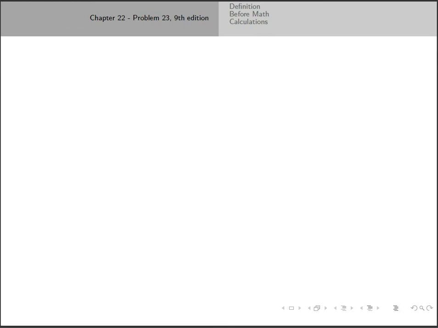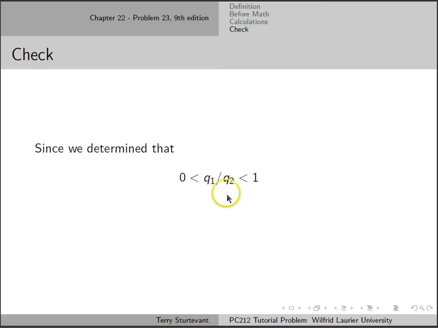In order to check our answer, remember that we already said from our first analysis that q1 over q2 had to be greater than 0 and less than 1. So our value of 0.51 meets that requirement, so therefore our solution is reasonable.